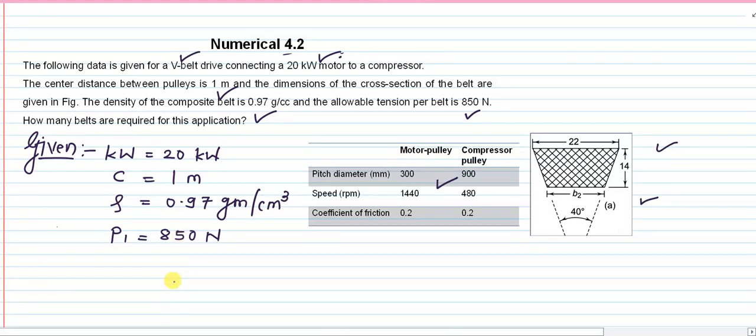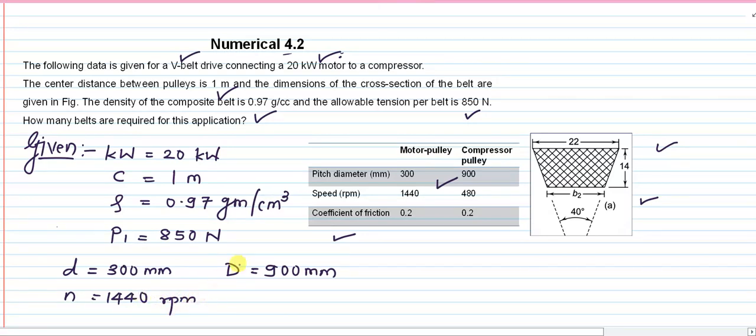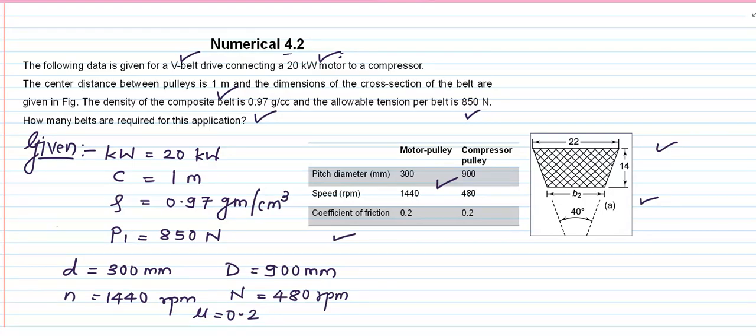Then the data which can be extracted from this table is that for the motor pulley, which is the smaller pulley, the diameter is 300 mm, while the diameter of the larger pulley is 900 mm. Afterwards, the rotational speed of the smaller pulley is 1440 rpm, while the rotational speed of the larger pulley, capital N, is 480 rpm. Then the coefficient of friction in both cases is equal to 0.2.